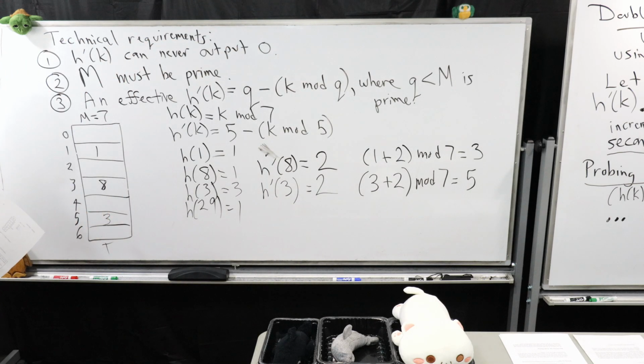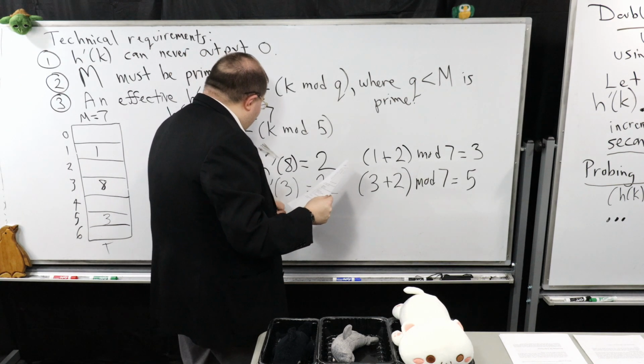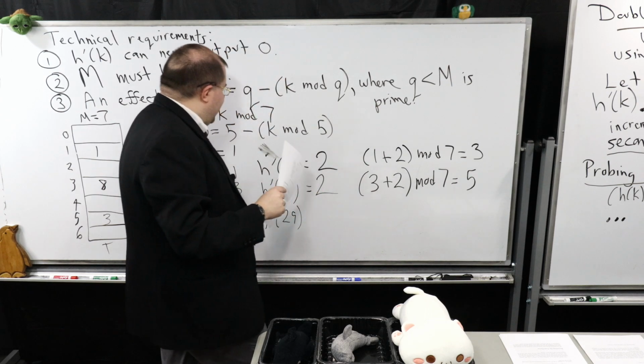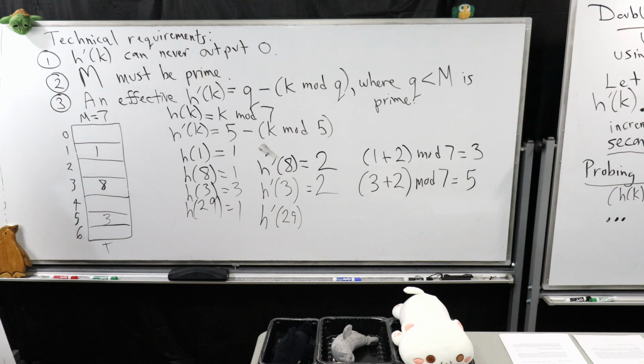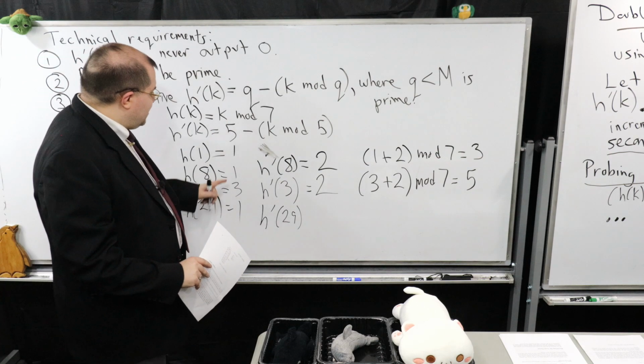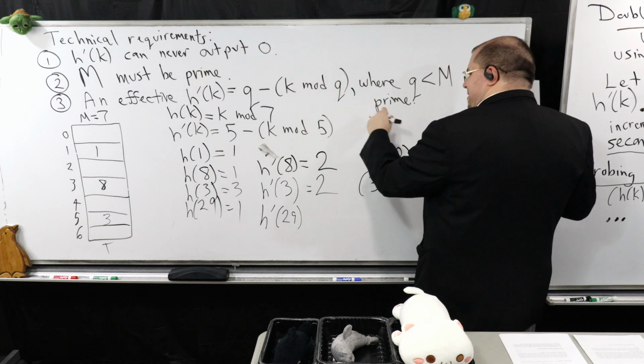Yeah, so now, let's see. We got 29. Now this is where it gets a little bit fun. So h prime of 29. So let's see. We have 29 mod 5. You know that's 1 less than 30. So you know it's going to probably be 4. Yeah, it'll be 4. Then you have 5 minus 4 is 1. Actually, let's work this one out together because I think it's important that you see this at least once.